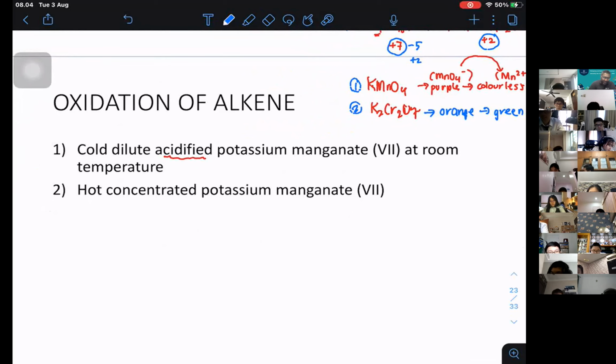If you are using cold and dilute, cold doesn't necessarily mean 15 degrees Celsius or negative 15 degrees Celsius. In your syllabus, cold just means room temperature. So if it is room temperature and I use dilute, what will happen? Another one is a much harsher condition, which is if I'm using hot. They also didn't mention how hot, 100 degrees and so on. You need not know the temperature, but it must be concentrated.